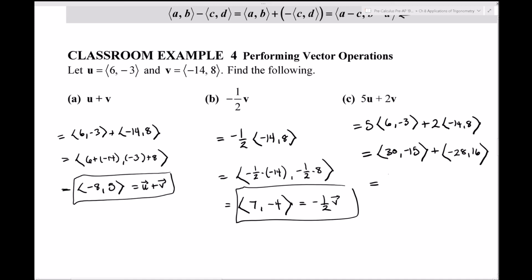This equals... now I got to combine these two. There's addition on the outside, so I just write 30, and in this case it's going to end up being minus 28. It's plus a negative 28, but I can skip that step, hopefully safely. Negative 15, and then plus 16. We think of these individually. We get positive 2 and positive 1, it looks like. Hopefully you got the same thing. And this is the result of combining 5u and 2v.